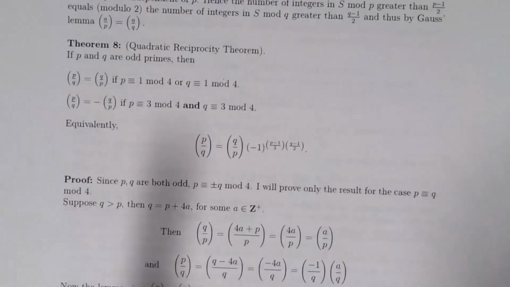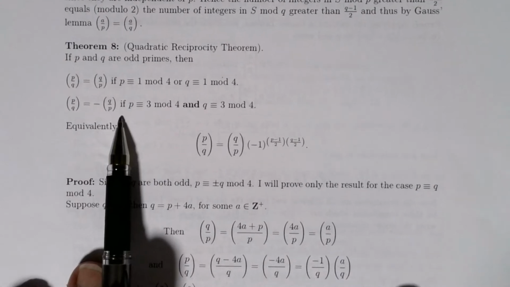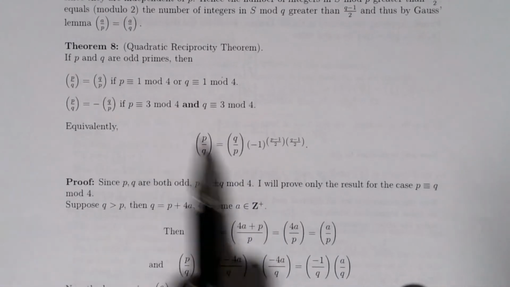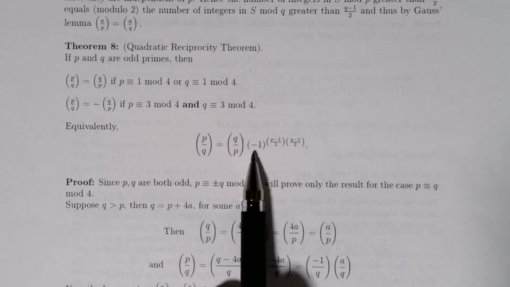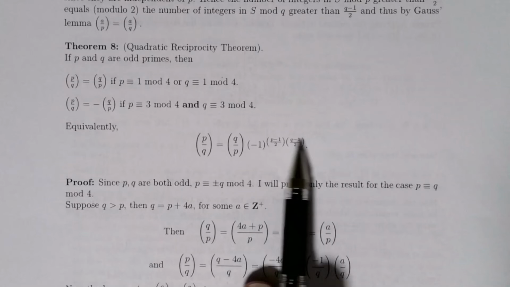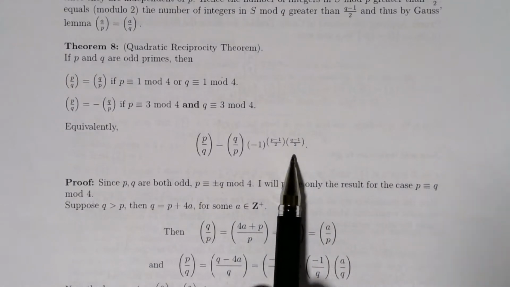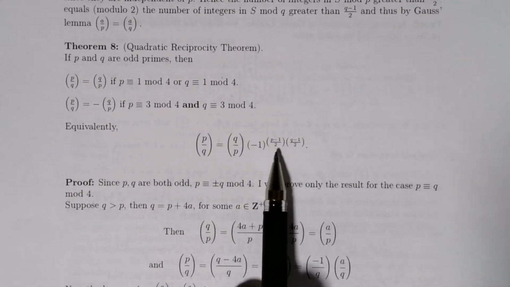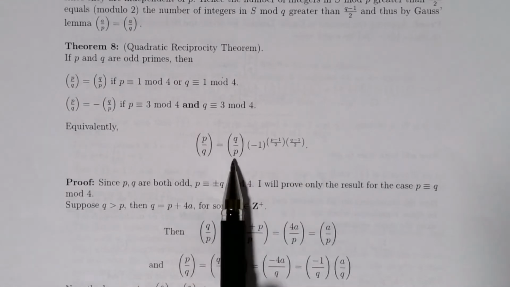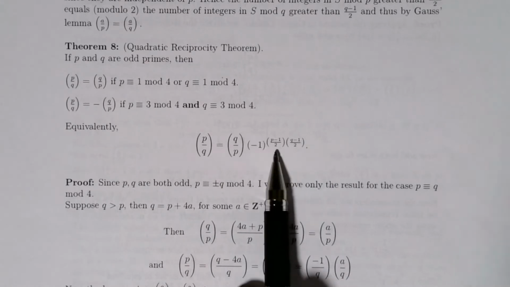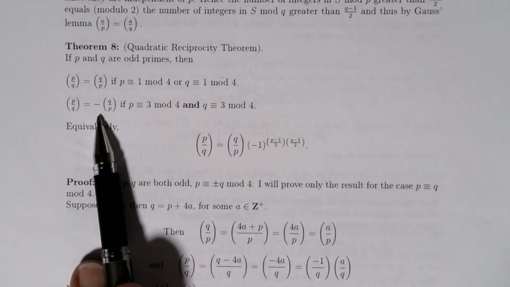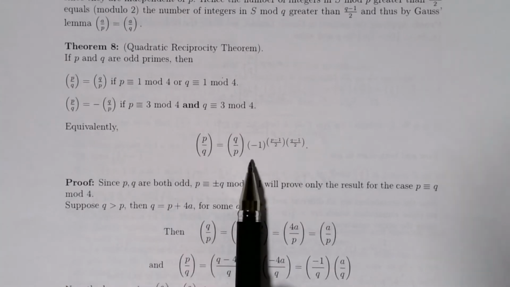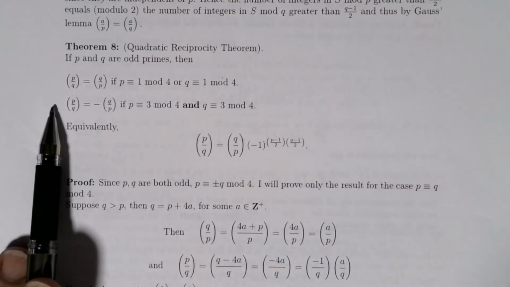One can combine these together, and I leave you to simply check that the conditions make sense. So you can write P over Q as Q over P times minus 1 to the power (P minus 1 over 2) times (Q minus 1 over 2). The point being, if both P and Q are 1 mod 4, then these numbers are even, and then we simply get straight equality. And if both of these are 3 mod 4, then this will be an odd power up here, and we get the second one. So this is just a cute shorthand way of combining the two of these facts together.